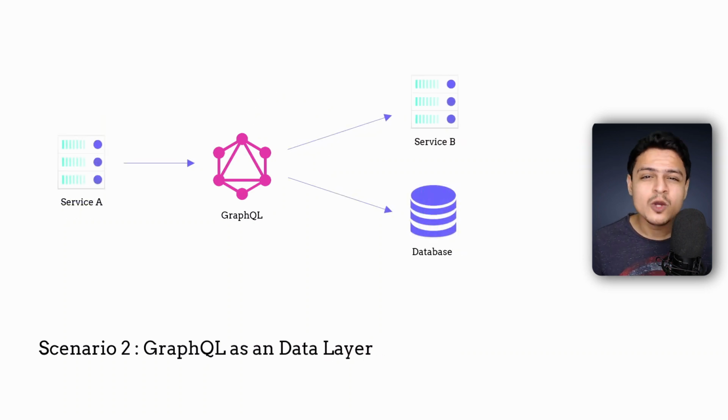For the next scenario, we'll be using GraphQL as an internal data API, which will help us abstract all our data sources behind a unified API. Don't worry, I'll be guiding you through setting up these use cases from scratch.